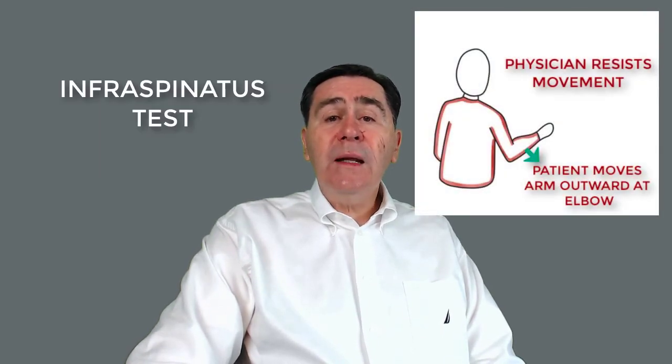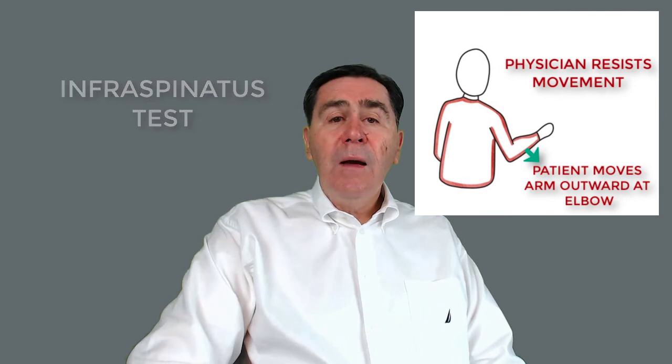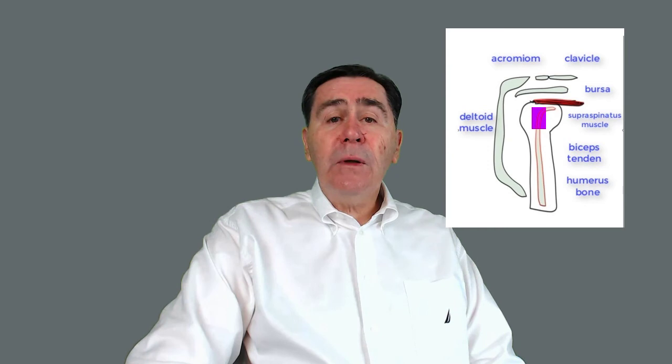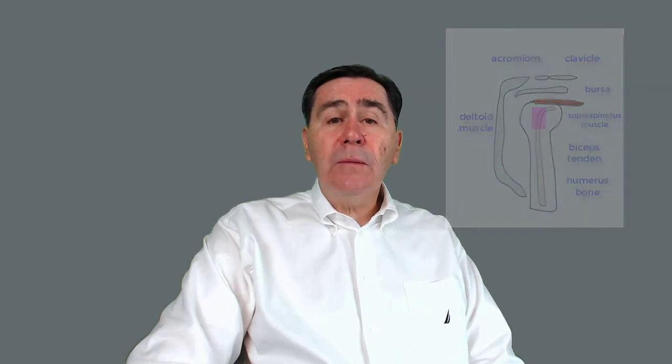To test the infraspinatus, the patient will be standing in the same position as for the subscapularis test. The patient will be instructed to move the forearms outward while the physician resists the movement. Pain indicates a possible infraspinatus problem. To test the biceps, the physician will have the patient raise the straightened arm forward and upward against resistance. Pain in the area of the bicipital groove points to a biceps problem.